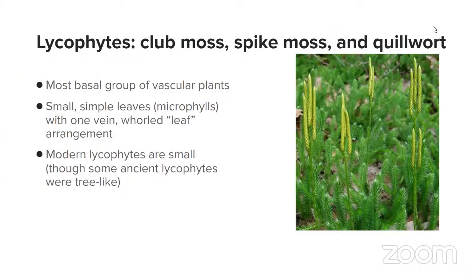All right, so we're gonna talk about those lycophytes first, those club mosses, spike mosses, and quillworts. They're our first branching off group of our vascular plants, so we do refer to them as the most basal group. We'll see that they have really small leaves. They're small, simple leaves called microphylls that have one vein and a whorled little leaf arrangement. Some ancient lycophytes were tree-like and very, very large. We do have fossil lycophytes in the fossil record. The modern ones are real little.